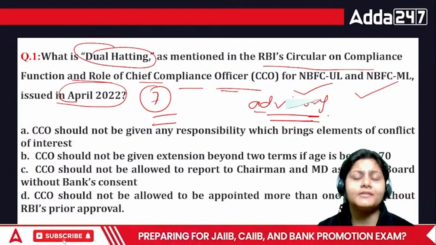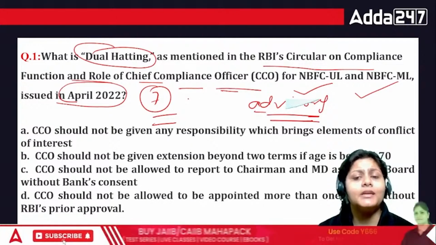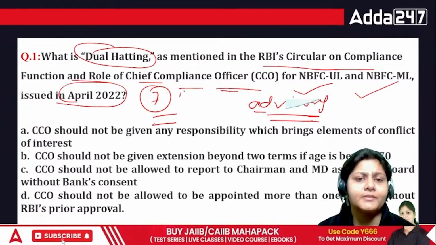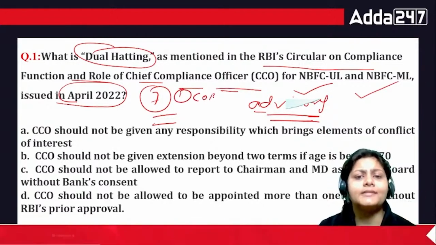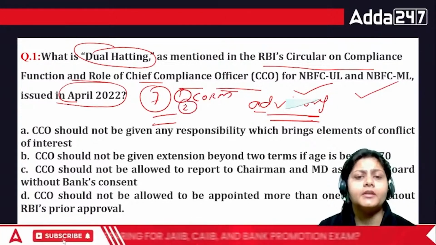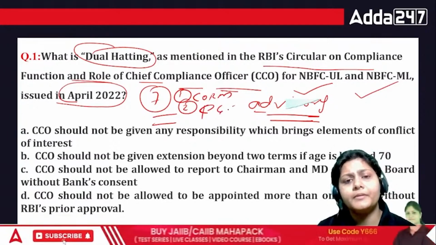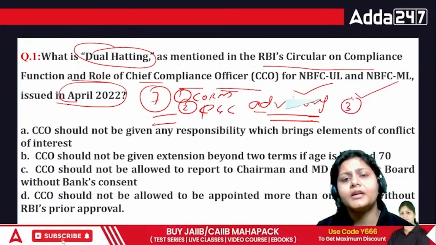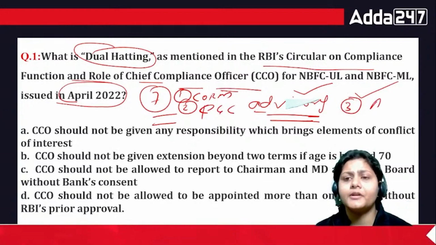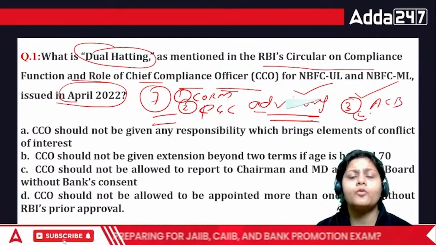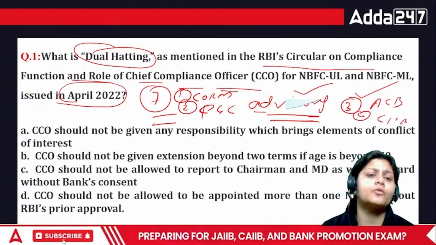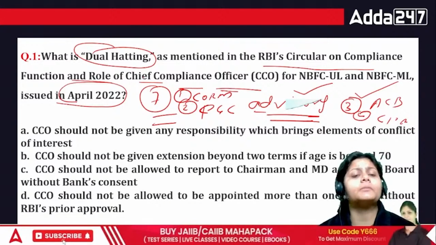Right? Only advisory role he can play. But he can be part of 4 committees. The number 1 is CORM. Number 2 is the product group committee. Number 3 is the audit committee of the board, and number 4 is again CRM. So there are 4 committees, and here we are talking about dual heading.